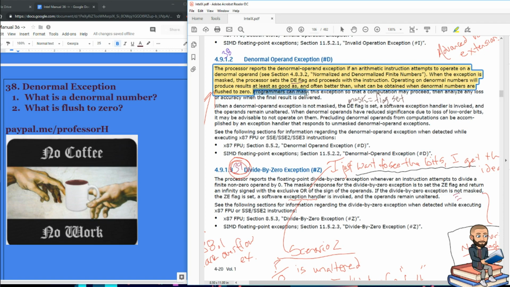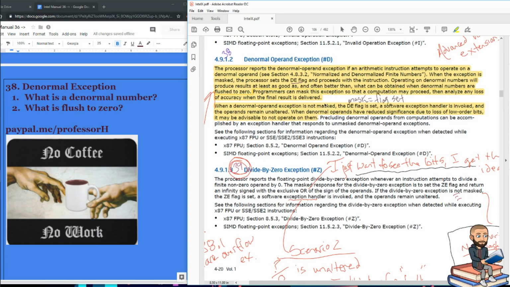Well, programmers can mask this exception so that a computation may proceed, then analyze any loss of accuracy when the final result is delivered. When a denormal operand exception is not masked, the DE flag is set, a software exception handler is invoked, and the operands remain unaltered. When denormal operands have reduced significance due to loss of low order bits, it may be advisable to not operate on them. So essentially what it's saying here is if the number is really that tiny, you might not want to operate on it, and so therefore you can think about that as a programmer.